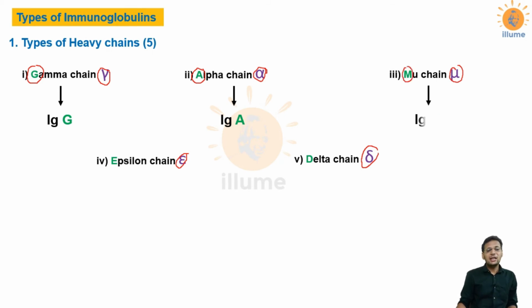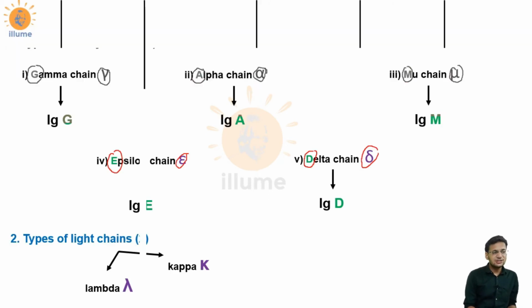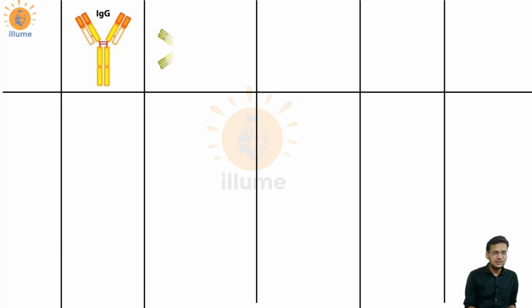Antibodies with mu chain, mu starts with M, so such antibodies are called IgM. Antibodies with epsilon, epsilon starts with E, so such antibodies are called IgE. And antibodies with delta, delta starts with D, so such antibodies are called IgD. So this is the reason why antibodies are named so. Now if we look at the types of light chains, there are 2 types, lambda chains and kappa chains, but the naming is because of heavy chains.